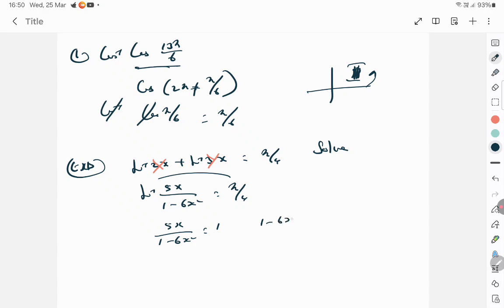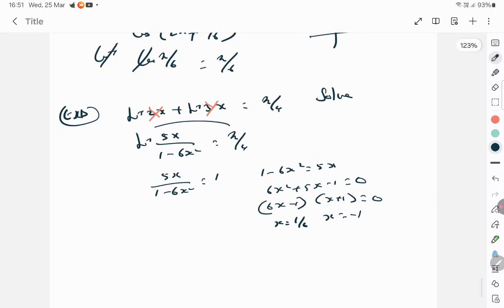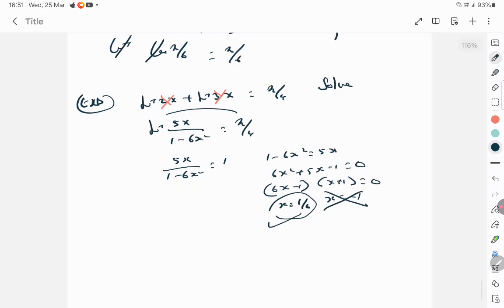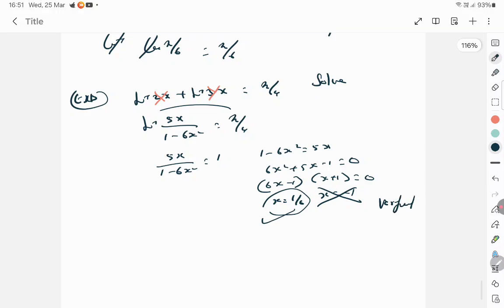So you get a quadratic equation, 6x square plus 5x minus 1 is equal to 0. On solving this, you get (6x minus 1) and (x plus 1) is equal to 0. So x is equal to 1 by 6 or x is equal to minus 1. On substituting this in the question, x is equal to 1 by 6 will be the right answer. This will be not applicable. You try to substitute, and verification is very, very important.